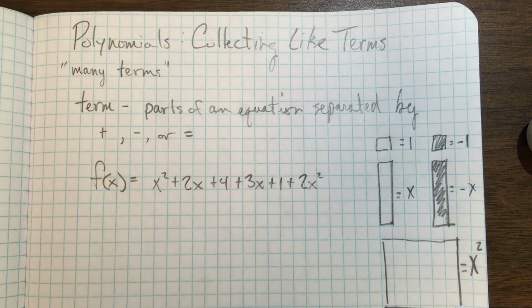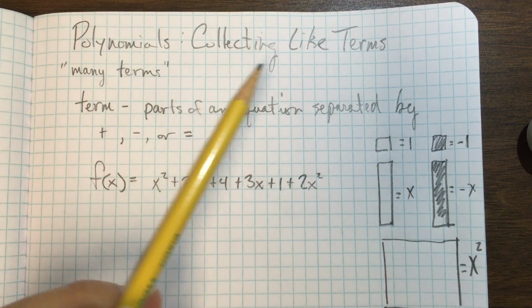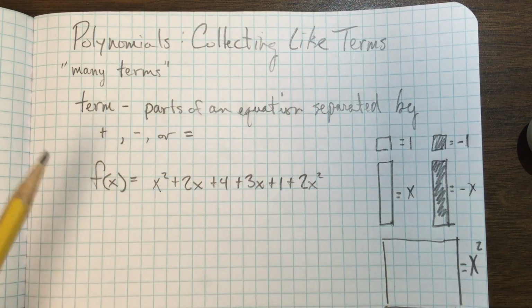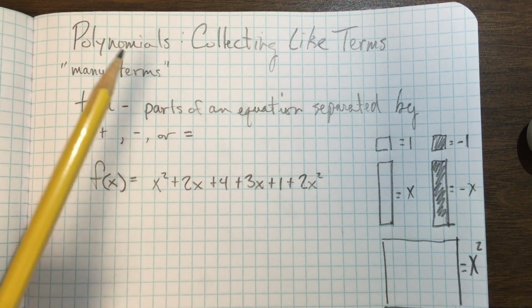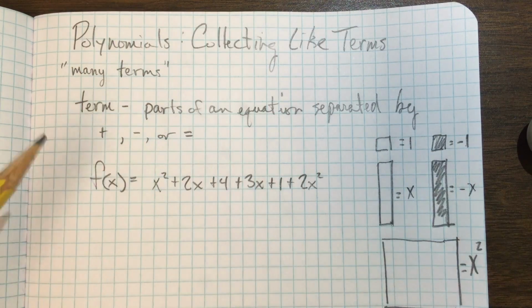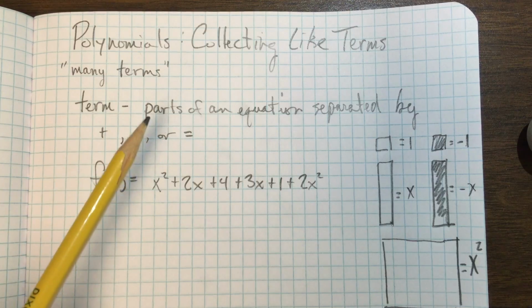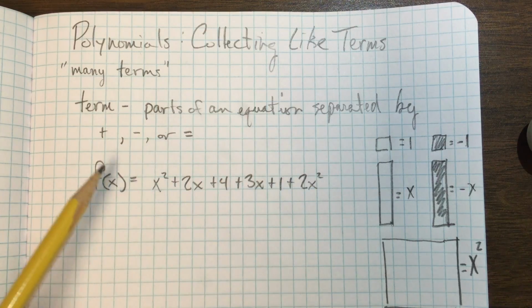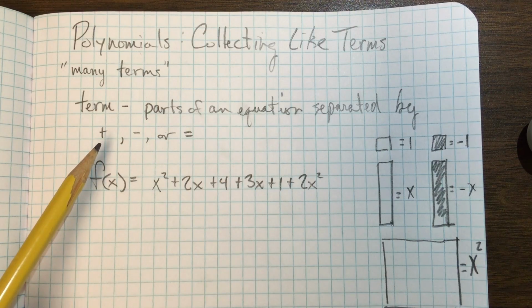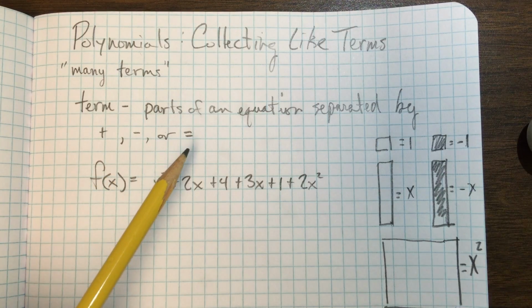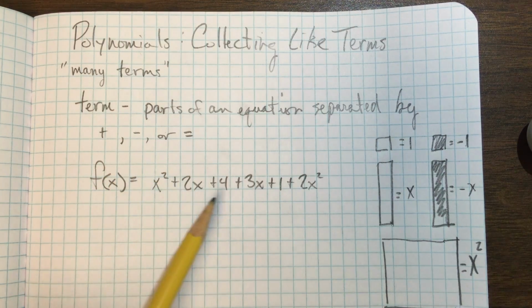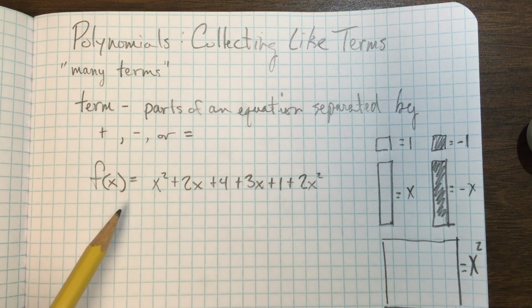All right, folks, in today's class, we're going to be talking about polynomials, and specifically, we're going to be talking about collecting like terms. A polynomial is something with many terms, many nomials, terms. What's a term? A term is a part of an equation that's separated by an addition sign, a minus sign, or an equal sign. So if we look at this equation, we see that there are quite a few terms.